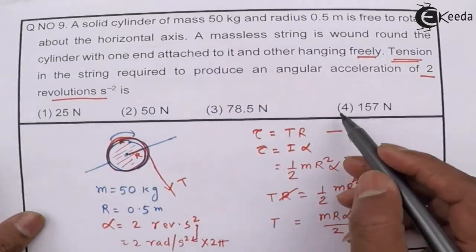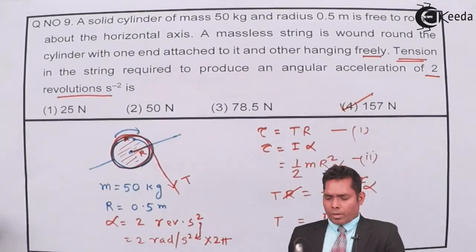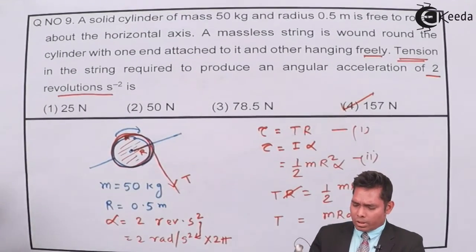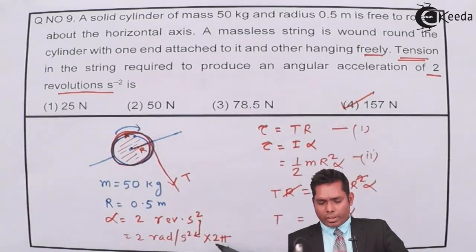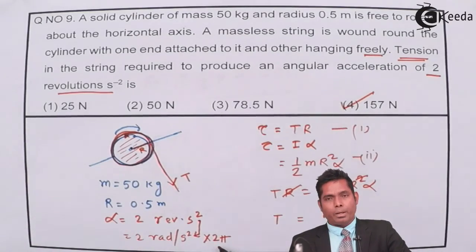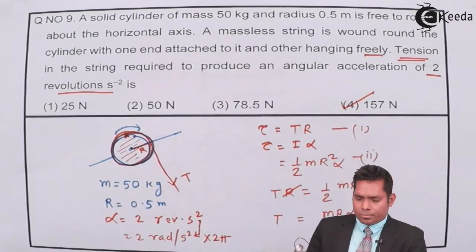So option number 4 is the correct one, 157 Newton. The only thing is that you have to convert this 2 revolutions per second square to radian per second square by multiplying by 2 pi. Okay, thank you.